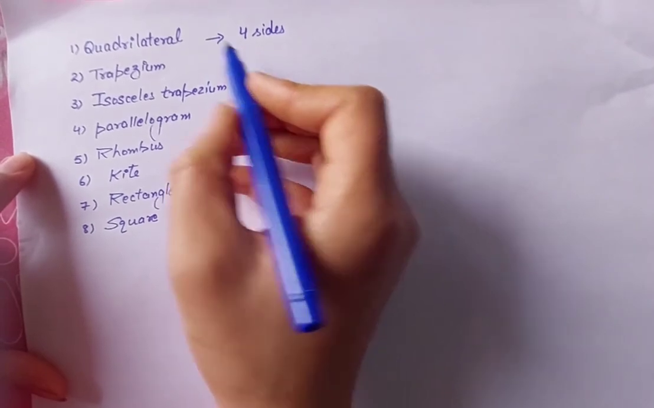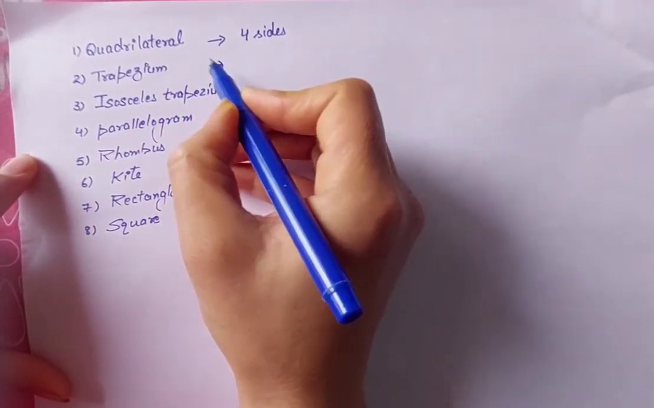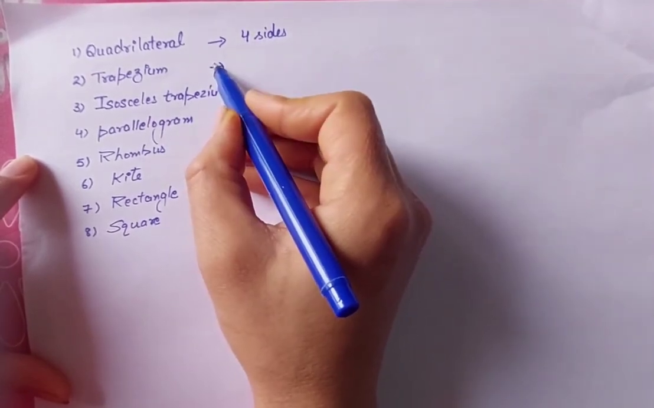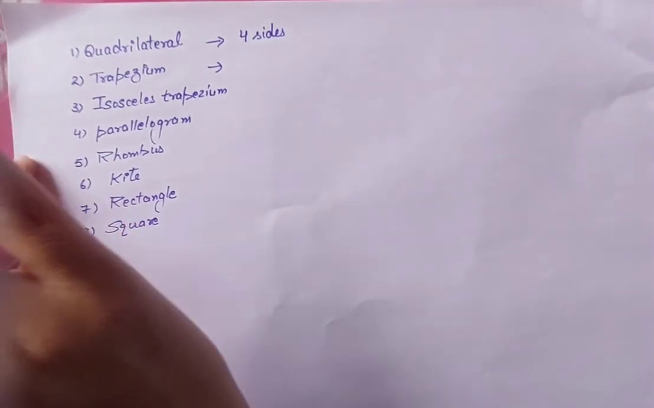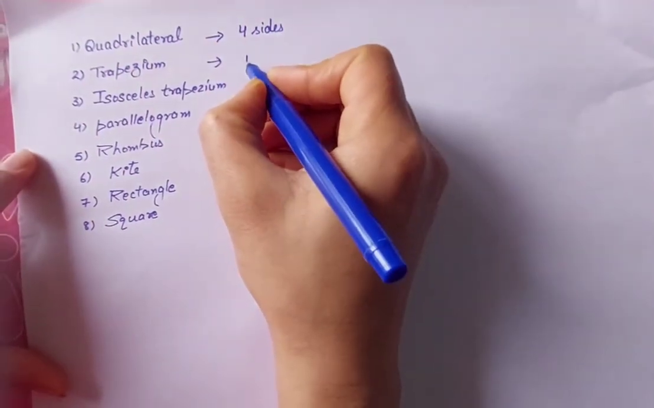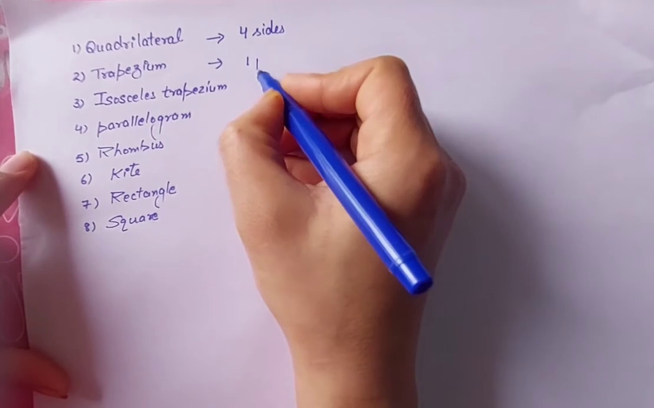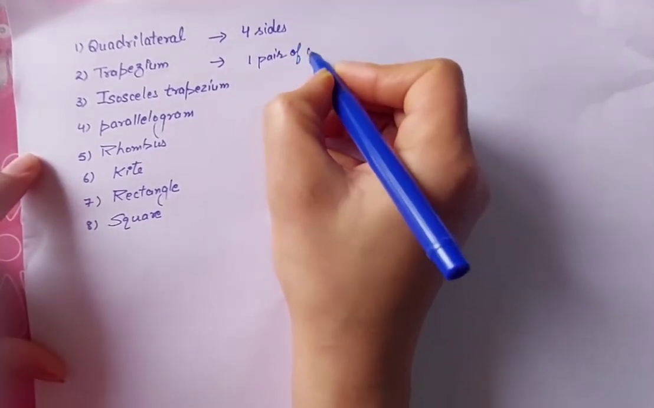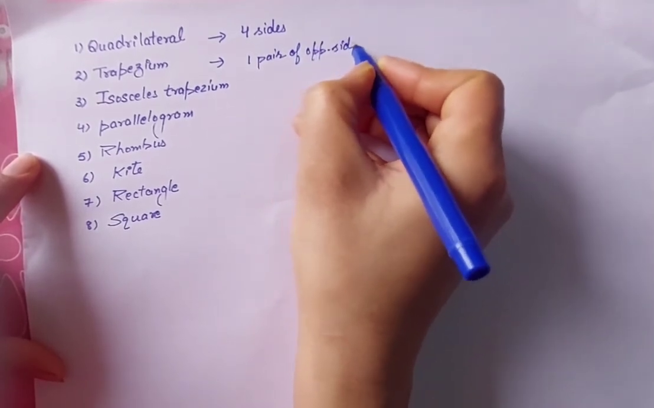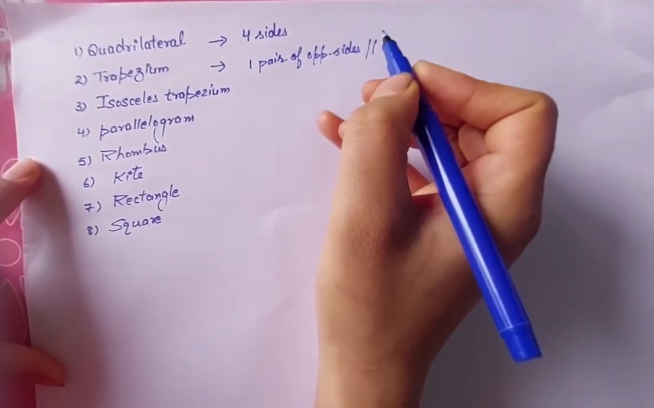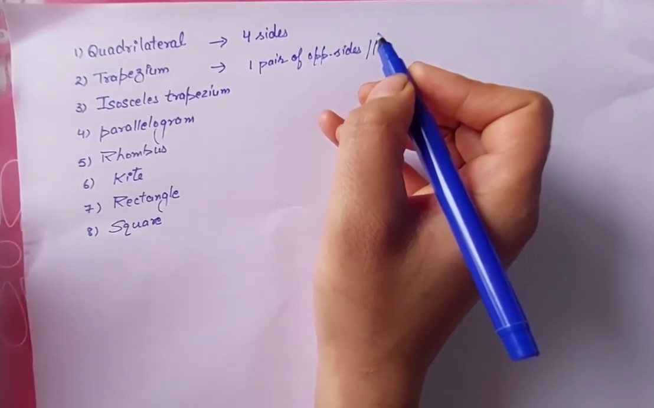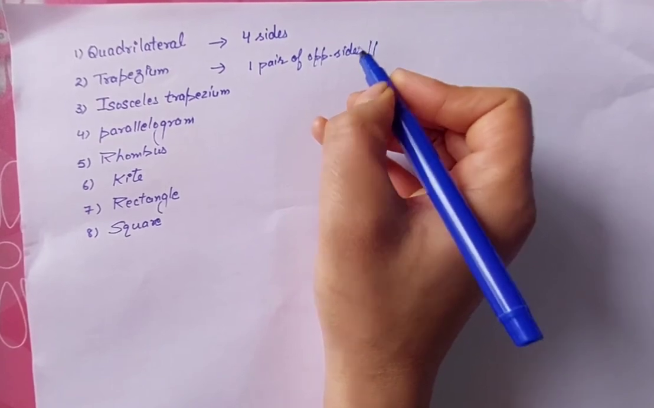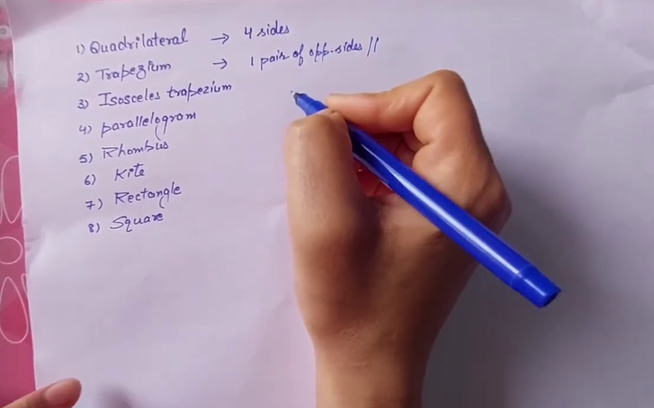We'll write them. Trapezium. So yes, it is a quadrilateral, a four-sided figure, with one pair of opposite sides parallel. That's how we define a trapezium. I'm not writing the rest, I'm just writing what defines a trapezium: one pair of opposite sides parallel. So if somebody asks you to prove that this figure is a trapezium, what are you supposed to prove? You just have to prove that in that figure, one pair of opposite sides is parallel. That's why I'm writing it here.